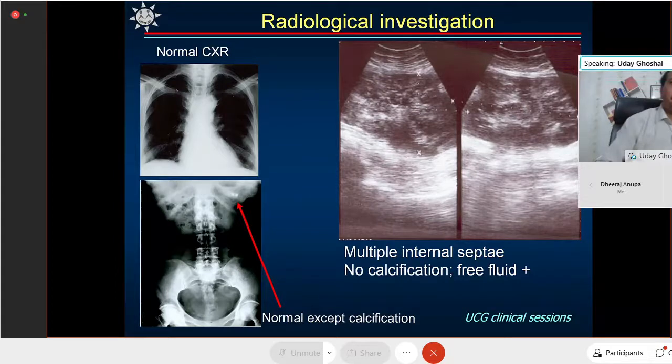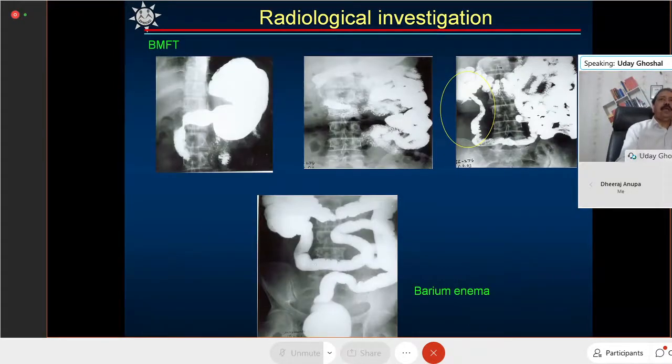Now it shows multiple internal septa, no calcification, free fluid was present. So this is the ultrasound. The ultrasound showed that there is a lump in the right iliac fossa, which had multiple internal septa, no calcification, free fluid present. Somebody did a barium milk follow through outside, and what you see here, yes, this is the iliac bone. Now look at this, appendix is quite shifted upward. Even the ileum is going upward to actually reach the cecum or ileocecal junction.